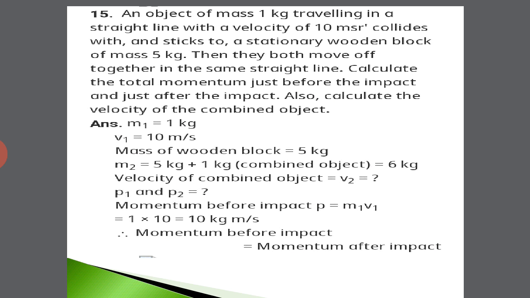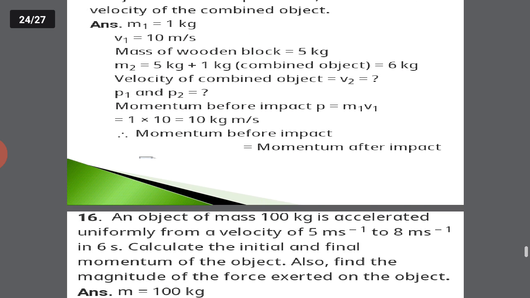M1 is 1 kilogram, V1 is 10 meter per second. Mass of wooden block is 5 kilogram, that is M2. Then the mass becomes 5 kilogram plus 1 kilogram, it is 6 kilogram, the combined object. Velocity of the combined object, v2, we need to find out, along with p1 and p2. Momentum before impact is m1 v1, it is 10 kilogram meter per second. Momentum after impact, before and after both will be equal. Then we can find out the velocity easily, that is v2, m1 v1 is equal to m2 v2. We can easily find this out.